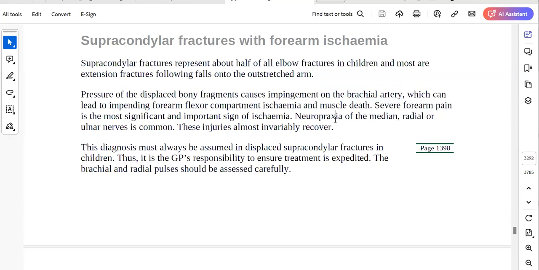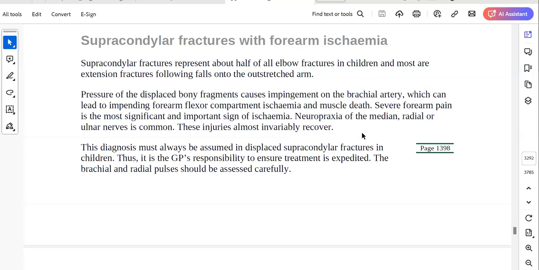So the part of the arm or forearm which is supplied by the brachial artery will not get enough blood supply, which is the forearm flexor muscles. So this patient can complain of very severe forearm pain. Always make sure, if a child or someone has a supracondylar fracture and they are complaining of severe pain in their forearm muscle, even after treating the fracture, that the brachial artery has not been injured, because that's one of the most important things to rule out.